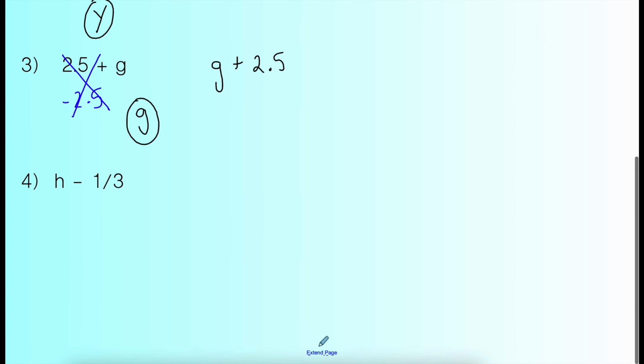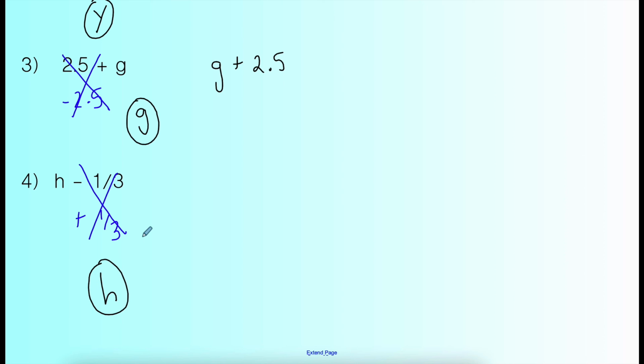Last example for this video, we've got h minus 1/3. Okay, how do I get rid of 1/3? I use the inverse. What's the inverse of minus 1/3? The inverse is plus 1/3. And these two things, since they are inverses of one another, they cancel out. The net of them is 0. Minus 1/3 plus 1/3, 0, gone, canceled out. And what's left over is just h. We isolated h all by itself.